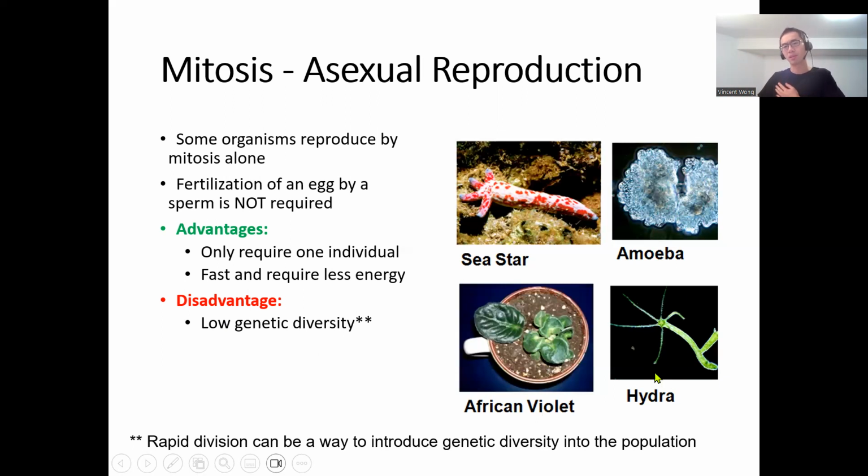And then there's some other organism that's like half plant, half animal. It's called Hydra, and it grows by budding. It creates a little mini version of itself, and then it breaks off, and now you have a new individual. So all these only require one individual. It happens quite fast, and it requires less energy. You don't have to find a partner, and you don't have to carry your young. You just kind of copy yourself.